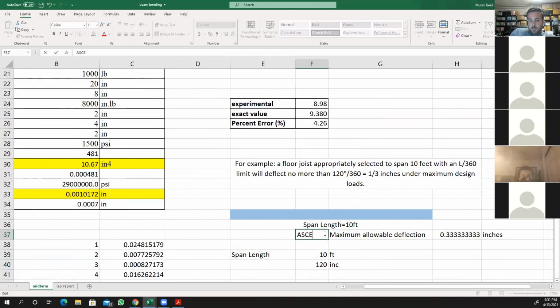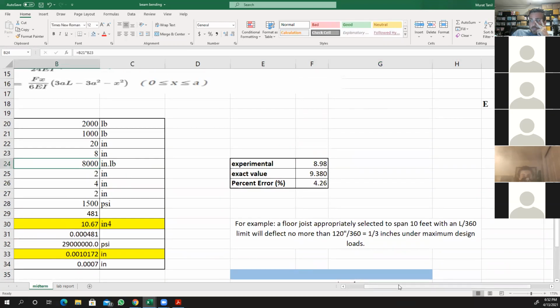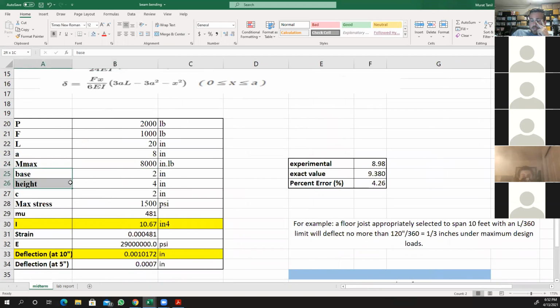So ASCE, basically, is forcing you to get your deflection less than 0.33 inches for your beam. This is your beam. Imagine this is a simply supported beam. You have supports at the end. And your goal is to lower your deflection based on the given load, whatever the load applied to your beam. Your job is to lower that number smaller than 0.33. And the way that you can lower that number is by changing height and base. That will increase or decrease your moment of inertia.